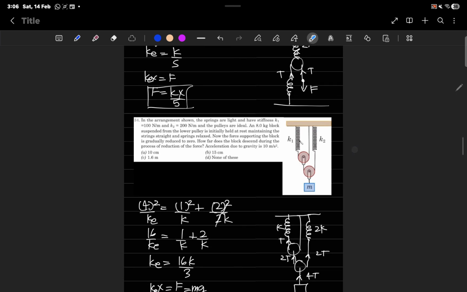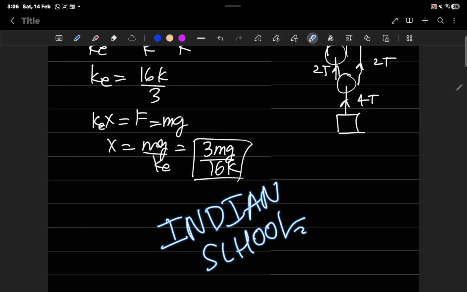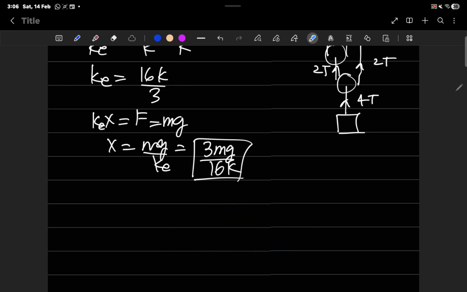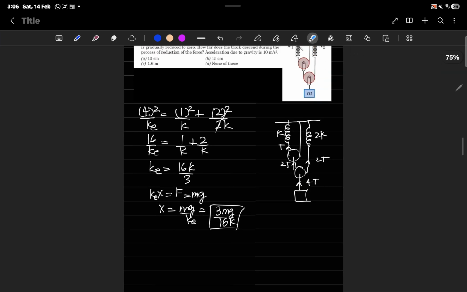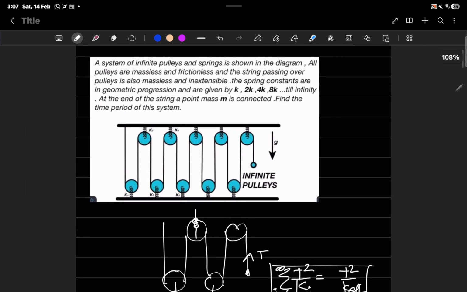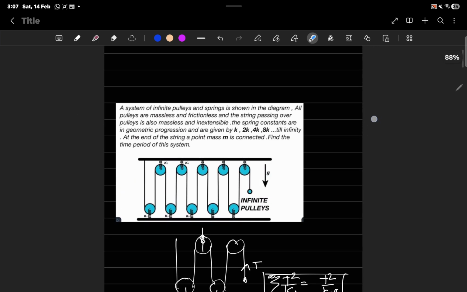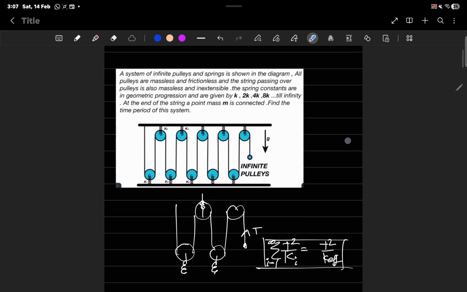And now again I'm going to take up a problem here, which was again given by the Indian School of Physics. It's a good question, and I think it would be incredibly hard to do without the calculations of effective spring. So let me just take that problem once again. This is the problem right here, and it's a system of infinite springs in a geometric progression with spring constants k1, k2, which is k, then k by 2, k by 4, k by 8, and so on till infinity. And there's a block over here, and we have to find the time period of the system.